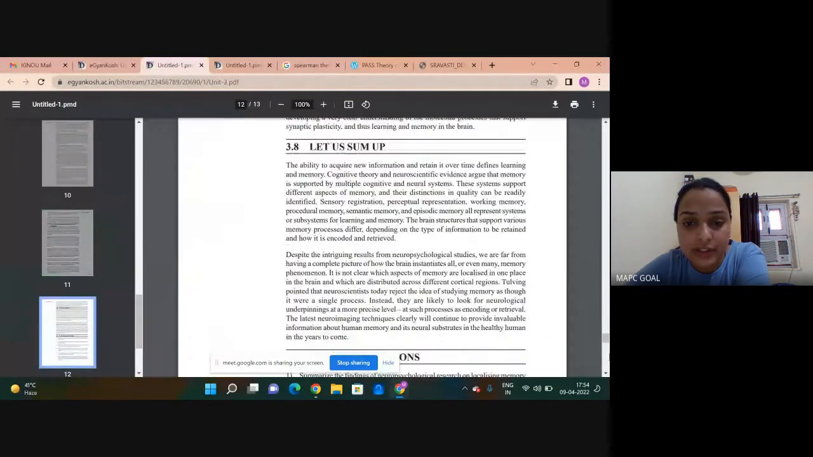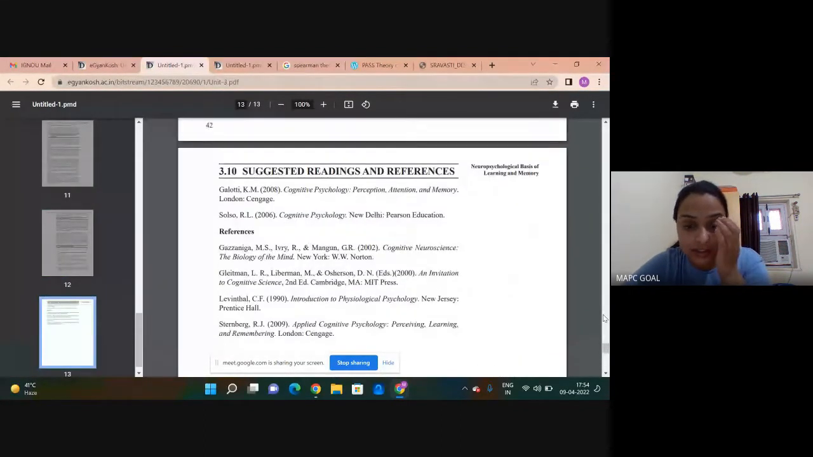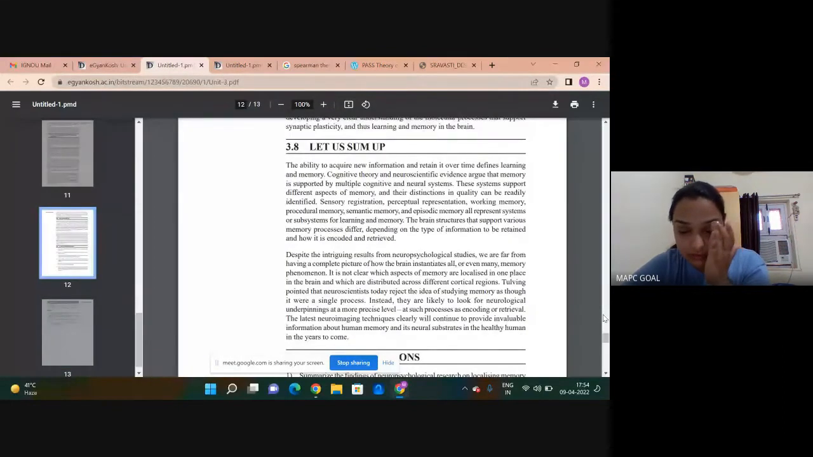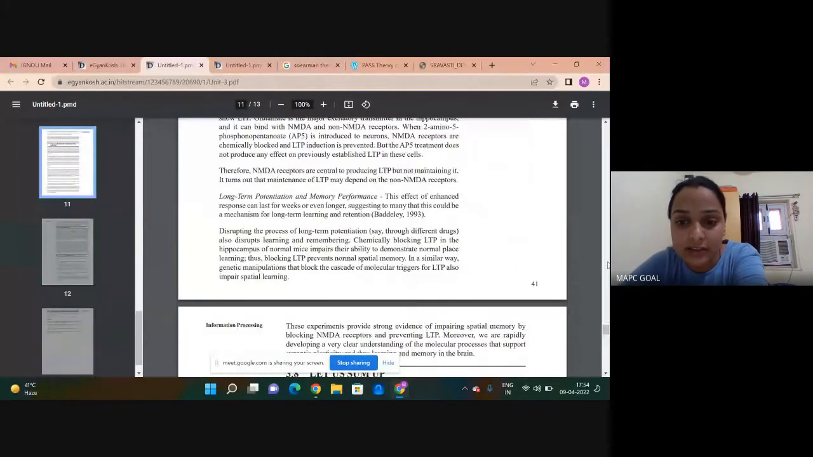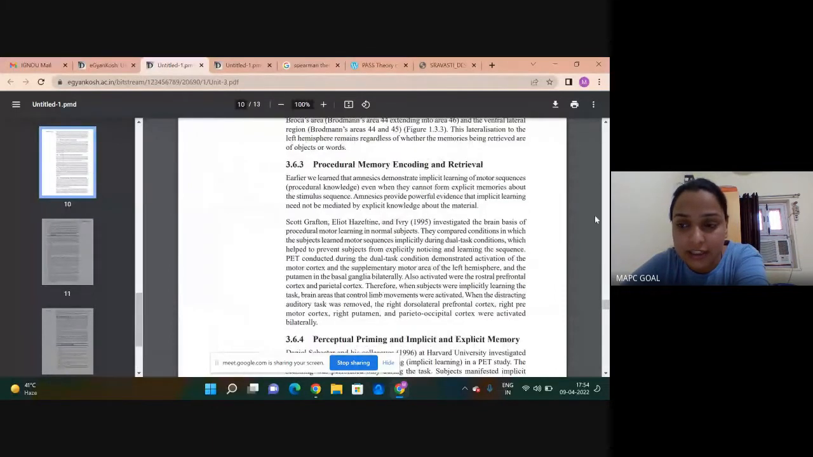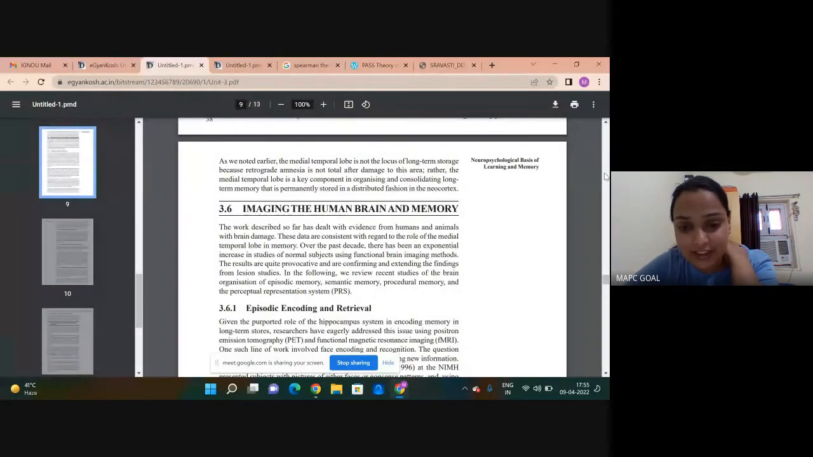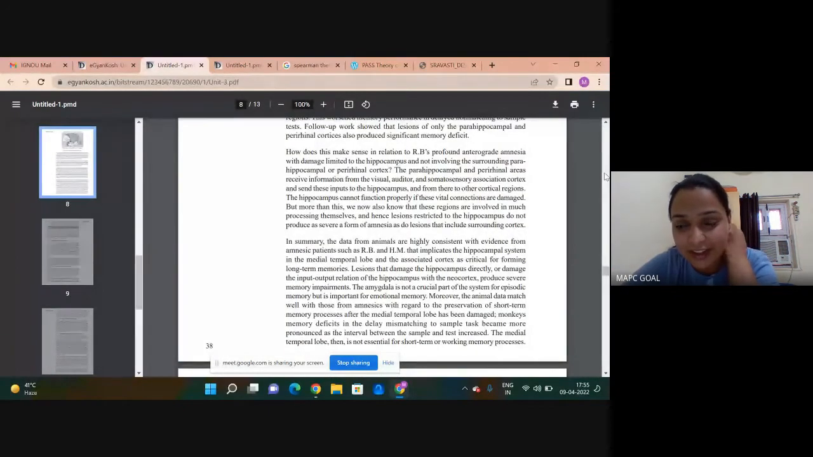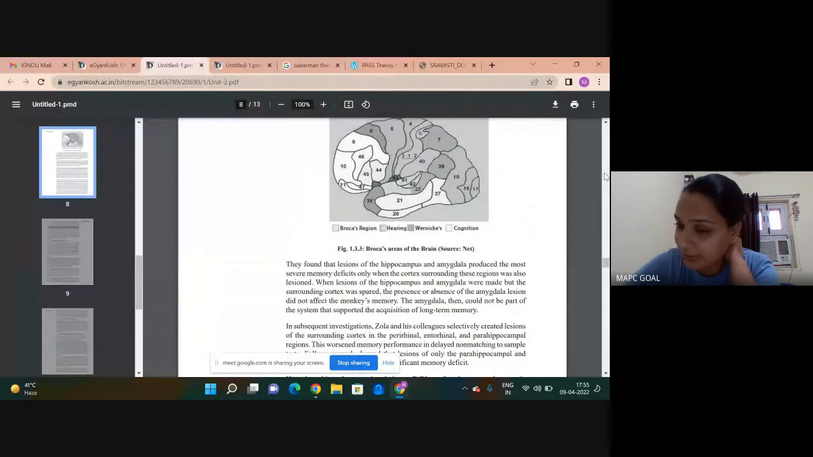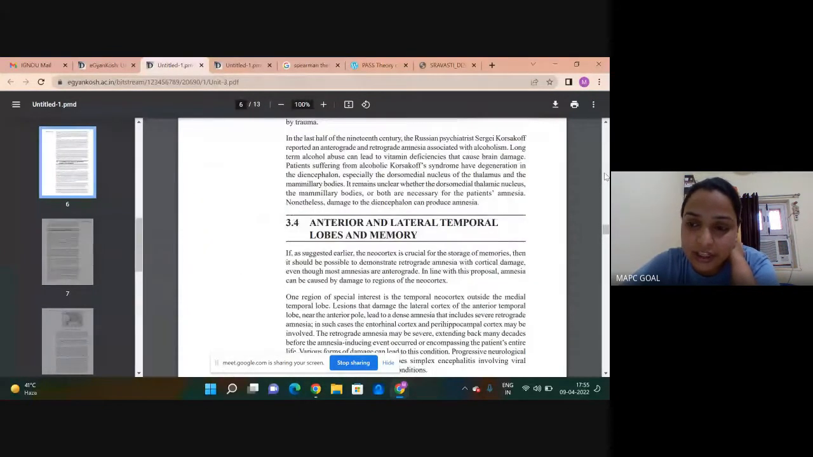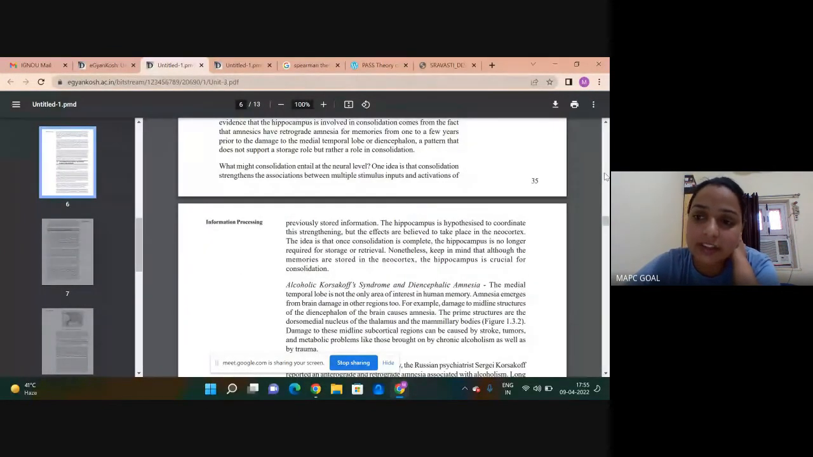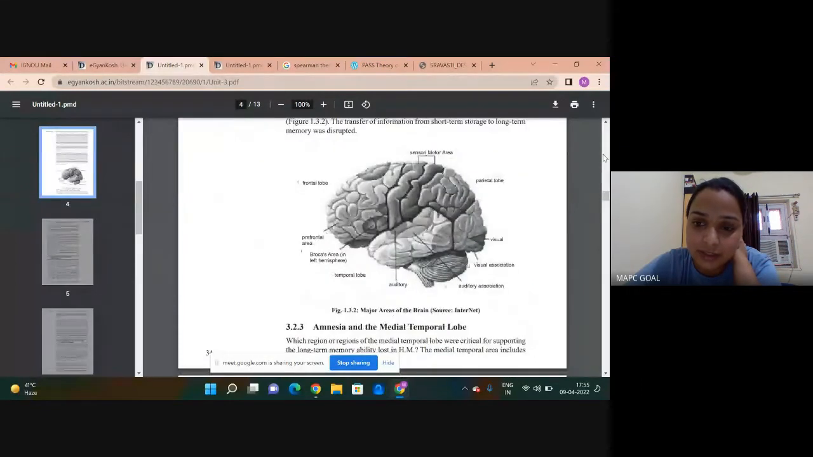So this is what you will see in the unit, and these are some readings. You don't have to get scared that you don't belong to science and will not be able to answer. These are all research-based studies, so we cannot simplify them. But we can read them a lot and understand what methods they used to explain the brain areas responsible for memory, or in which part of the brain memory is located.